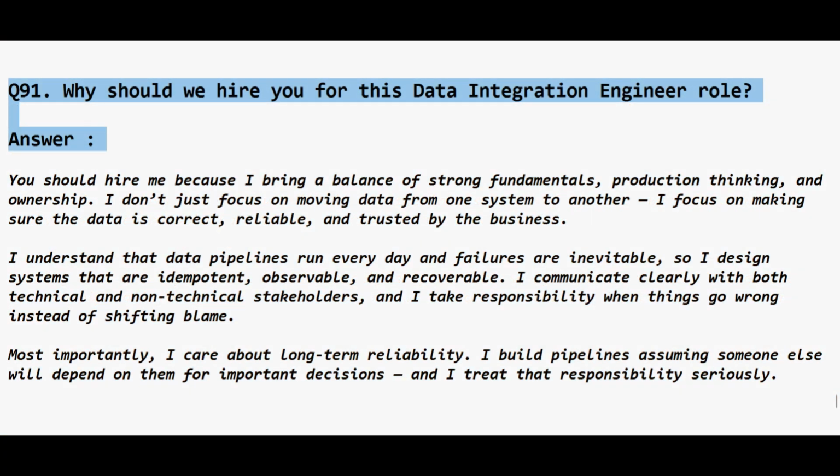Question 91. Why should we hire you for this data integration engineer role? Answer. You should hire me because I bring a balance of strong fundamentals, production thinking, and ownership.